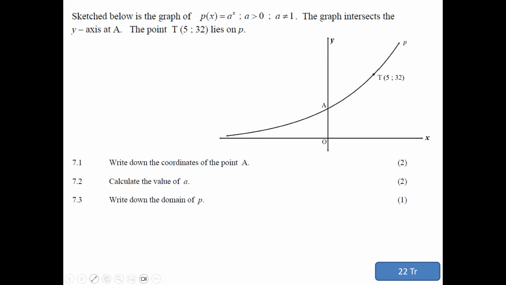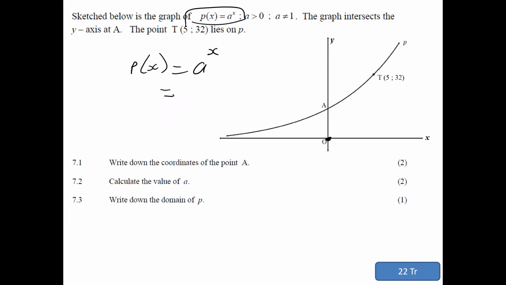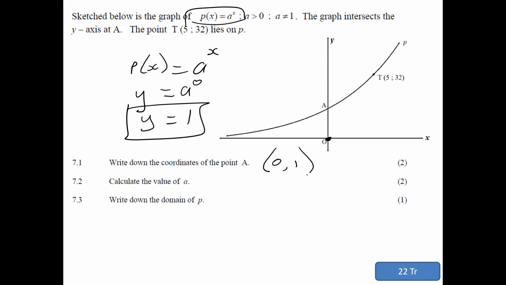So let's see how we actually get that now, right? So remember, there's our equation. If p of x is equal to a to the x, the x value at this point is 0. So our y value, p of x representing y, is equal to a to the power 0. Any number to the power 0 is what? 1. And if it's 1, we now have the coordinates to be (0; 1).